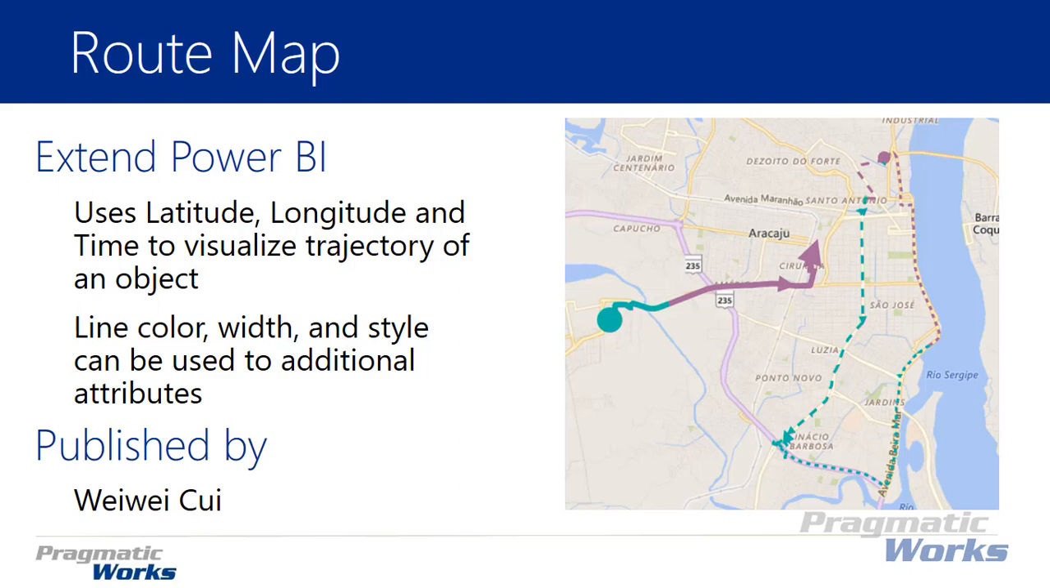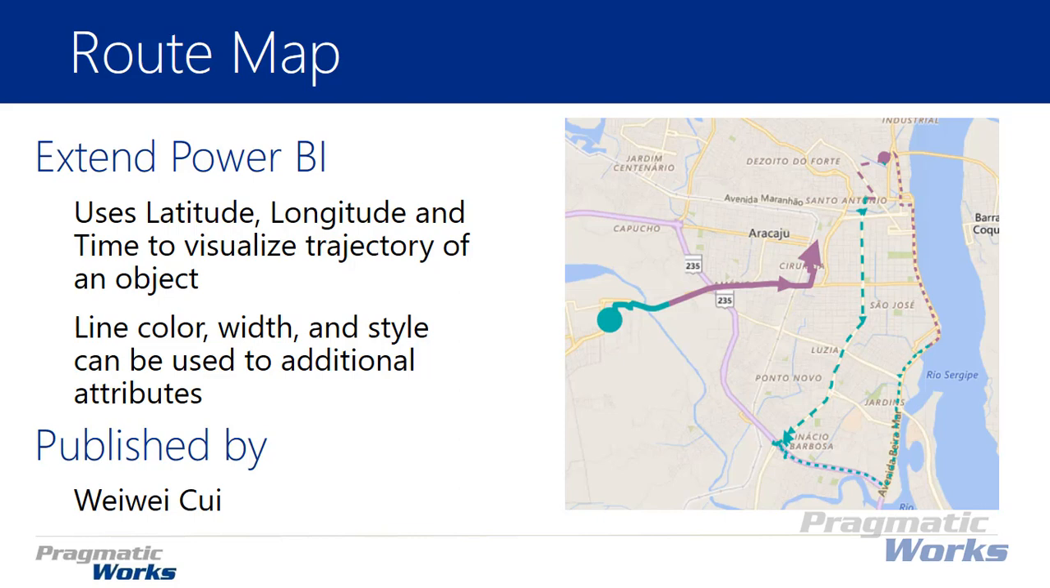All right, the other things that are useful inside the route map is you can also have things like other attributes that you want to visualize. So you can see in the map on the right-hand side, this is actually a map displaying different taxis and the movement of these taxis. But you can also have things like color or width or the style of the line that can be changed based on other attributes that you have.